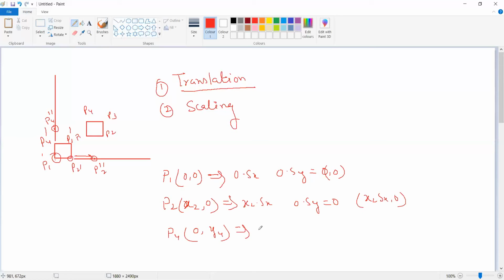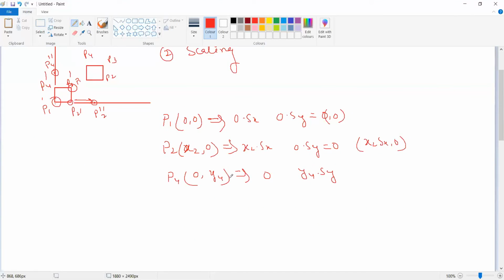So (0, Y4) means the X portion will remain 0 and the Y portion will be Y4 times SY. So that means only the Y direction will increase. Fine. Now the last point is P3. Consider P3 as (X3, Y3). If you want to scale it, it will be X3 into SX and Y3 into SY.